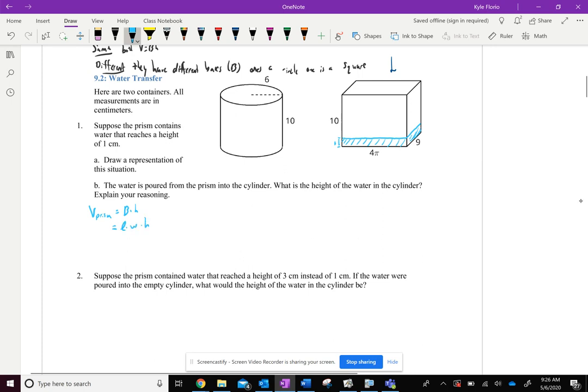So the base is 4 pi times 9, and we need to multiply it by the height, which we know is going to be 1. So the base is 4 pi times 9, which is 36 pi. So the area of the base is 36 pi. 36 pi times 1 is still 36 pi. So that's how much volume is coming in. We could put that in a calculator if I want to get an approximation. That's about 113.1.